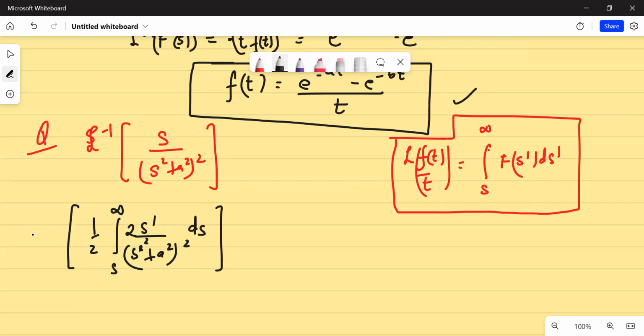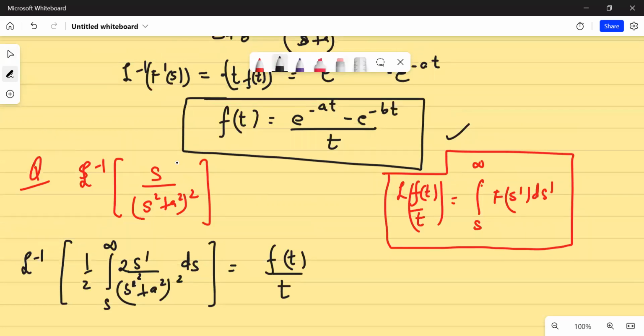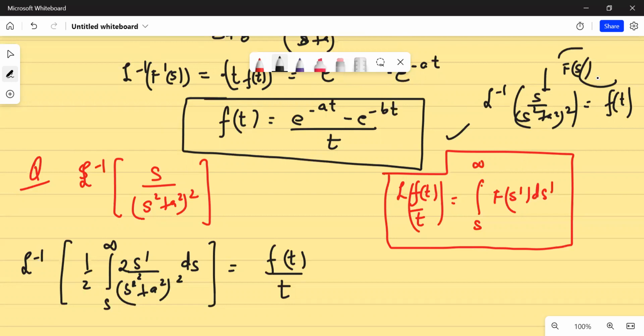What is the Laplace inverse of this? So the Laplace inverse of this would be f(t) upon t, right? Is that clear or not clear? Look, what I'm trying to say is, if I want to find the Laplace inverse of s upon (s square plus a square) whole square, let's say it is f(t), and I'm not able to solve it directly. So I'll try to find an integration for this. This is your F(s) only. If you integrate F(s) from s to infinity, it will give you f(t) upon t.